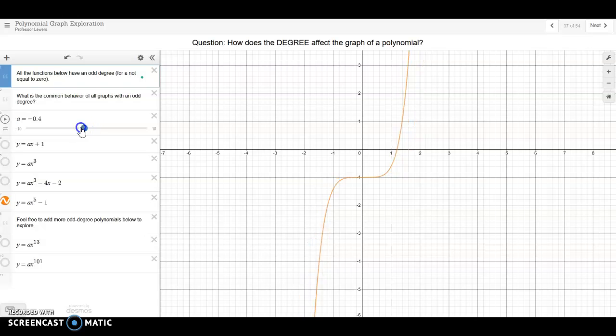Whoops. And then when my A goes positive or negative, it flips. So when A was positive, it's on the left, it's going down. On the right, it's going up. And vice versa when it's negative.